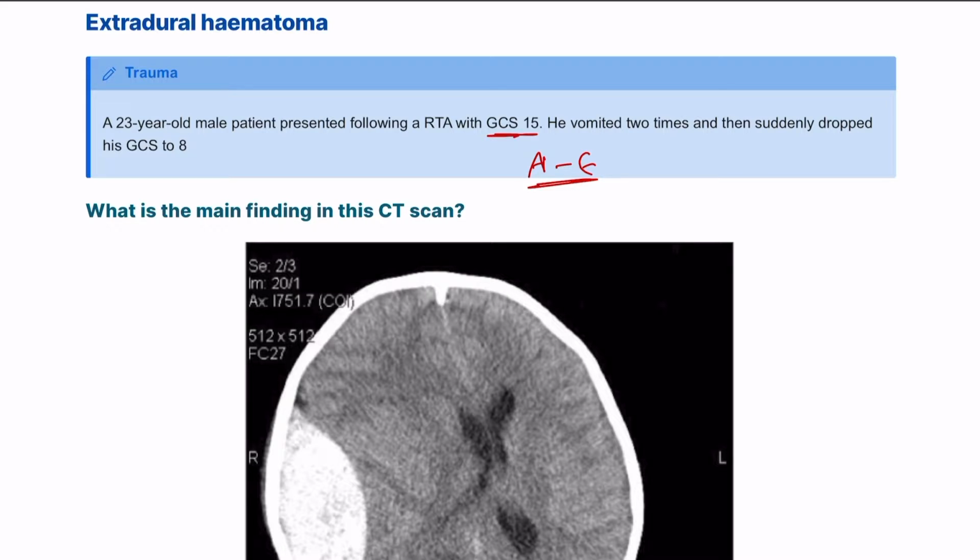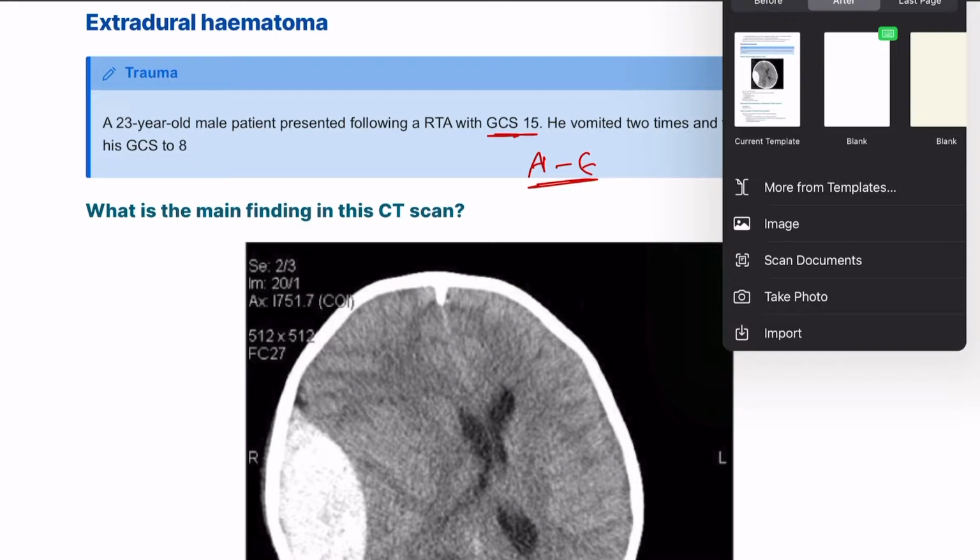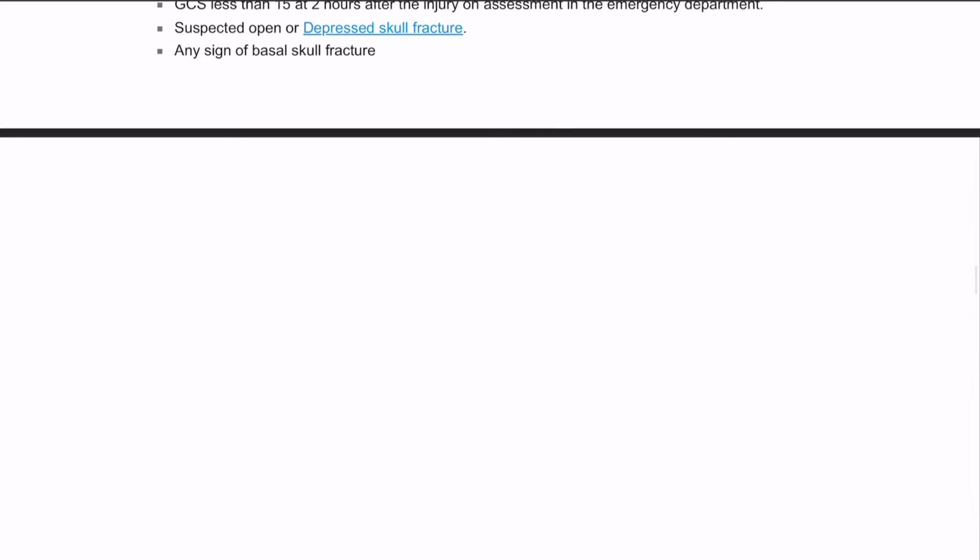Very quickly, I'm going to go through the A to E approach in a trauma setting, and that would be a generic approach for any trauma patient. So starting with the airway, the key words in the airway would need to be patent and secure.